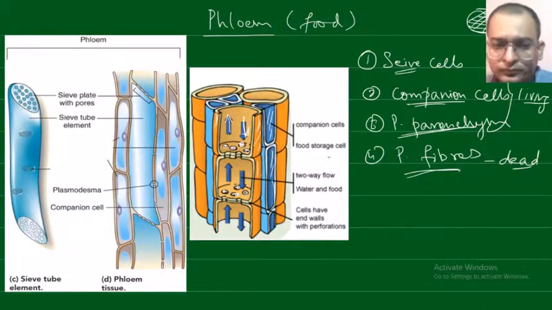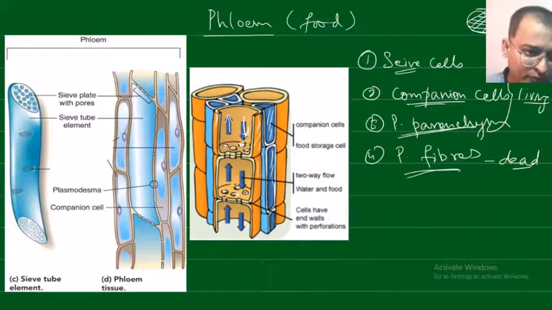So in this way the phloem tissue, when we are looking at this diagram, we are seeing the cross walls in a two-dimensional structure. The companion cells have the nucleus, whereas the sieve cells do not have the nucleus.